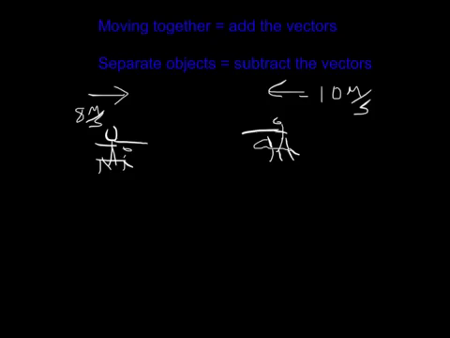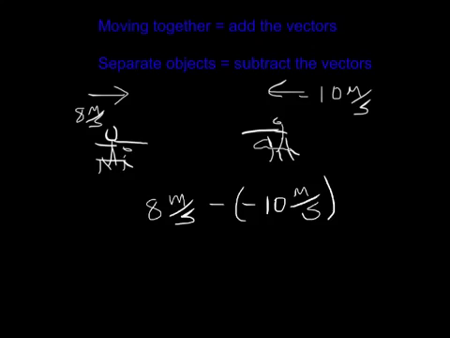Make it negative 10. So now, since they're separate objects, the motion of this one does not affect the motion of this one, I'm going to subtract the vectors. So here you go, I'm going to say 8 meters per second minus negative 10 meters per second. And when I do that, it's going to give me a collisional velocity of 18 meters per second.